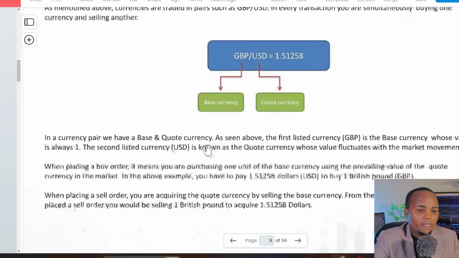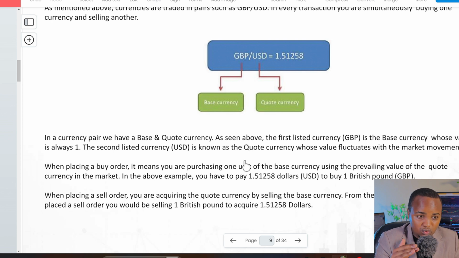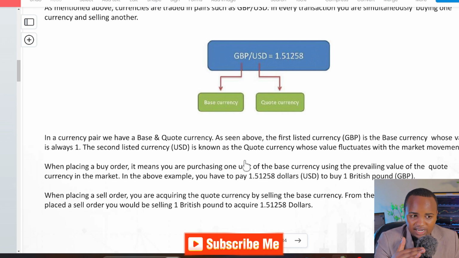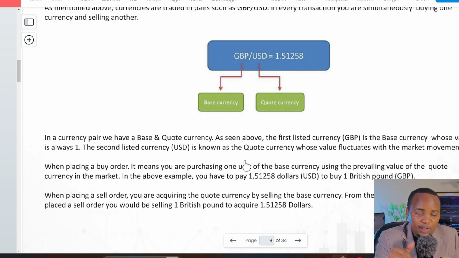Now, if you see something like GBP USD, that is what we call a pair. We have the base currency, which is the GBP, and we have USD, which is the quote currency, and that is the price. For those who are in Kenya, if you see something like USD KES, and it is written at 160, that means for you to buy $1, you need 160 Kenya shillings.